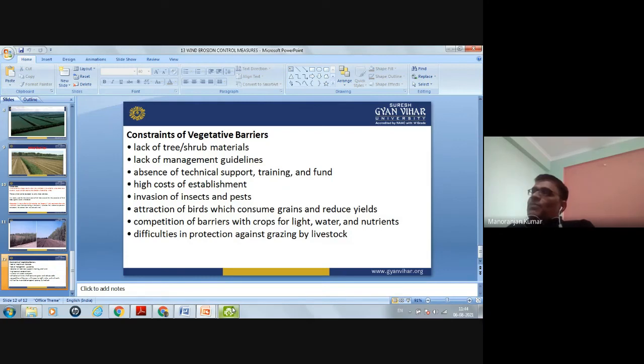Second is lack of management guidelines. Third is absence of technical support, training, and fund. These are the constraints. Then, high cost of establishment of this type of vegetative barrier. Invasion of insects and pests: if you are creating vegetative barriers, then obviously a lot of insects and pests will be attracted, and they will attack the crop.